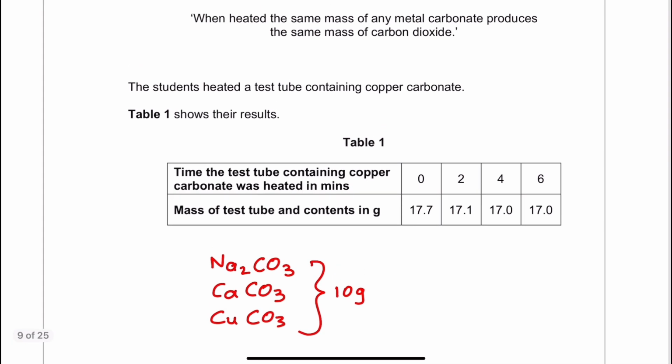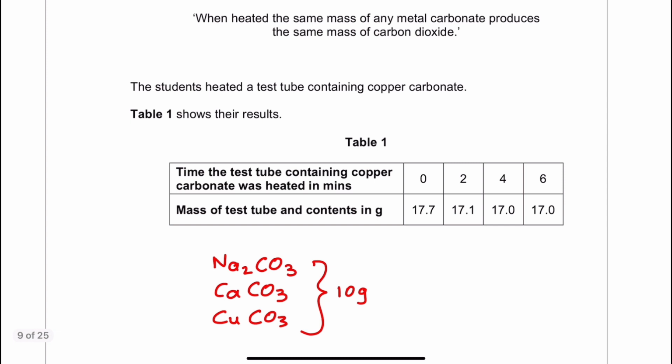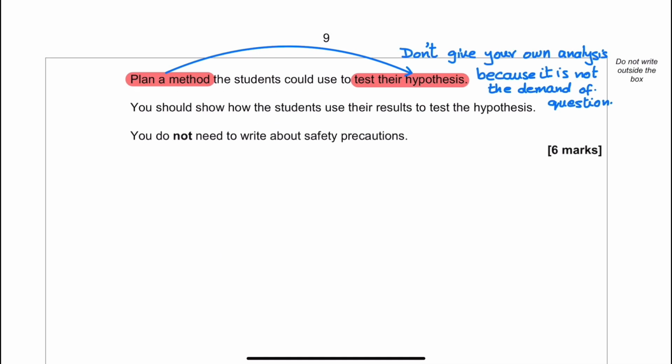Students want to check the hypothesis. I gave an example. If we take sodium carbonate, calcium carbonate, or copper carbonate in equal quantity and heat them for the same time, are they producing the same amount of carbon dioxide? Students want to check the hypothesis: when heated, the same mass of any metal carbonate produces the same mass of carbon dioxide. Plan a method the student could use to test the hypothesis.